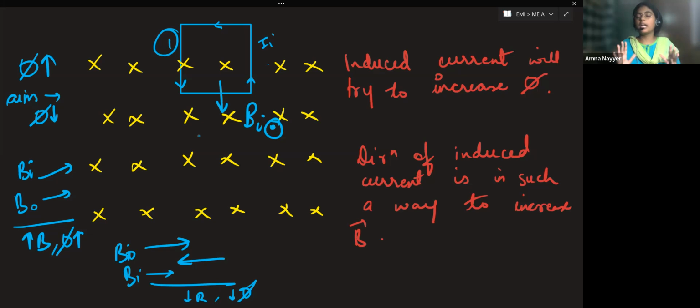Now the induced current has to choose its direction in such a way that it opposes the cause. The cause is the increase in flux. It wants to now decrease the flux, and flux can only be decreased if the magnetic field lines are in the opposite direction. If one is inwards, the opposite will be outwards. If you keep your thumb outwards, see the curling of your fingers, that gives you anti-clockwise. This way the direction was decided for the loop.